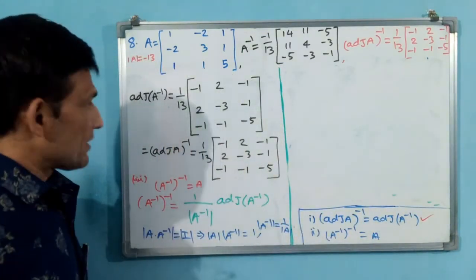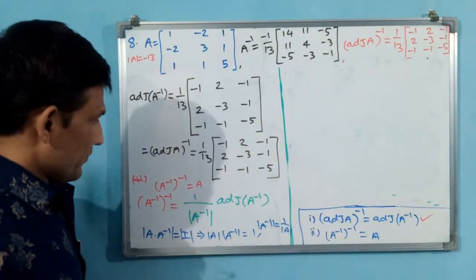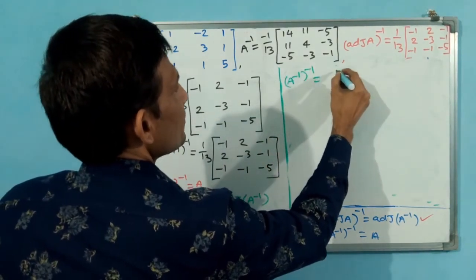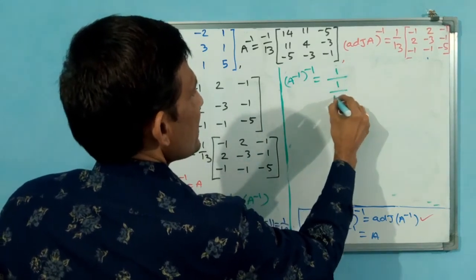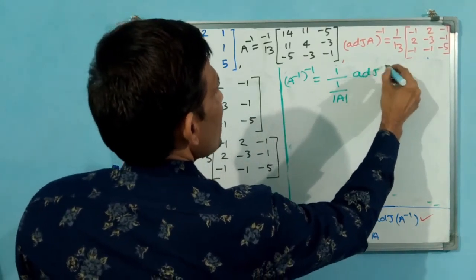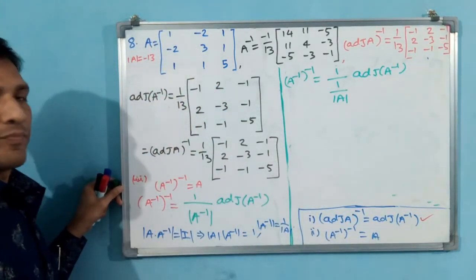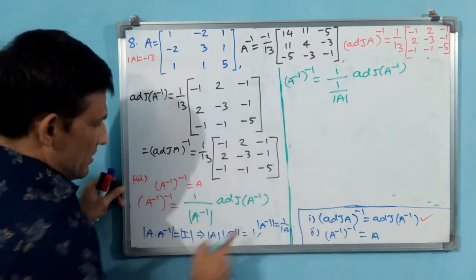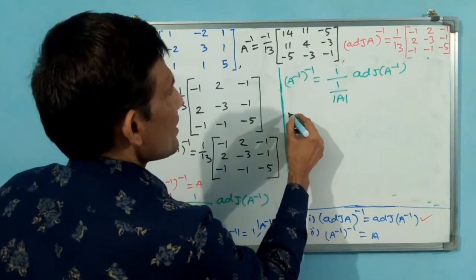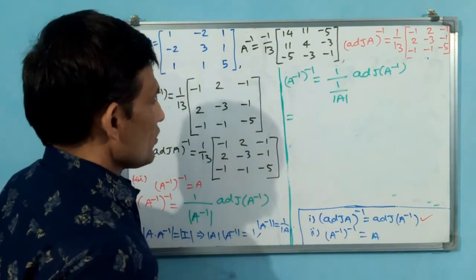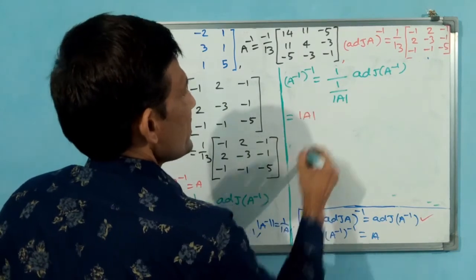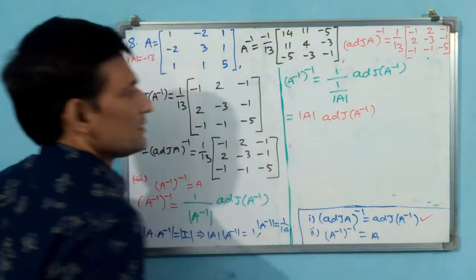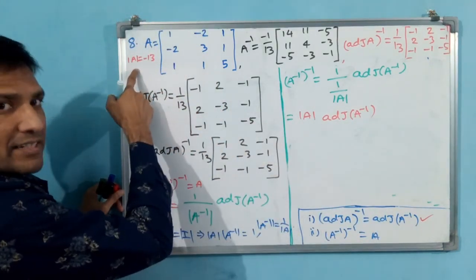Now once again I am writing, you observe carefully. A inverse whole inverse is equal to 1 by determinant A into adjoint of A inverse. Is it okay? Because 1 by determinant A inverse is going to become determinant A. That means 1 by determinant A inverse becomes determinant A into adjoint A inverse. Determinant A I kept aside for this sake only.